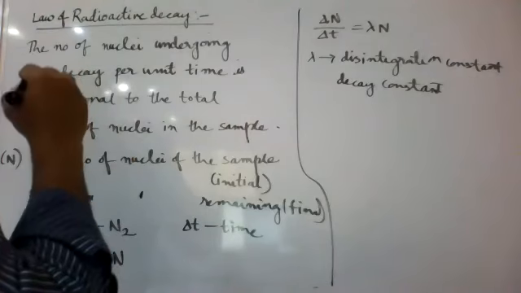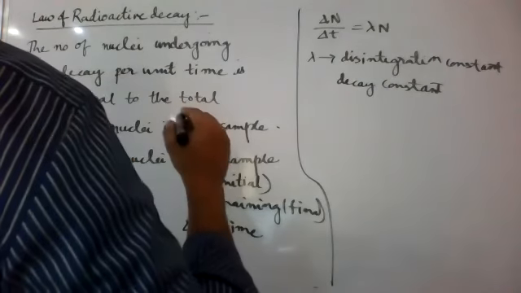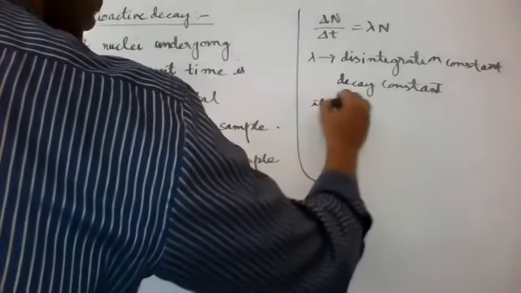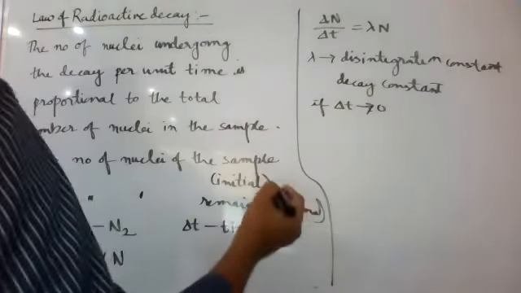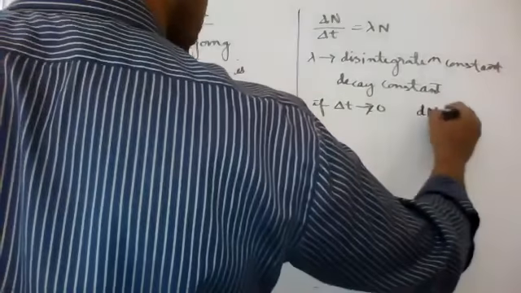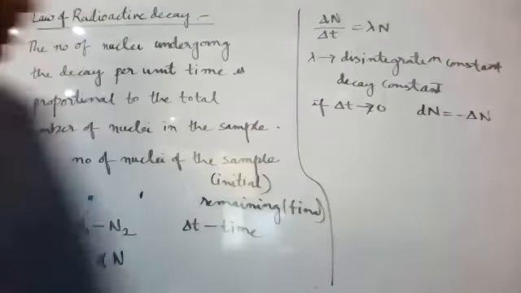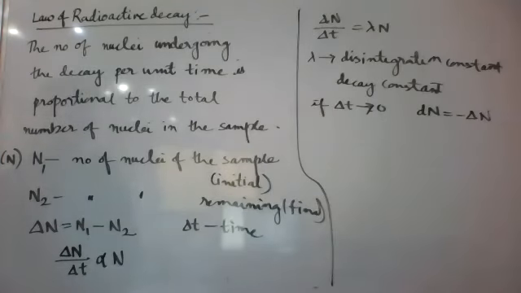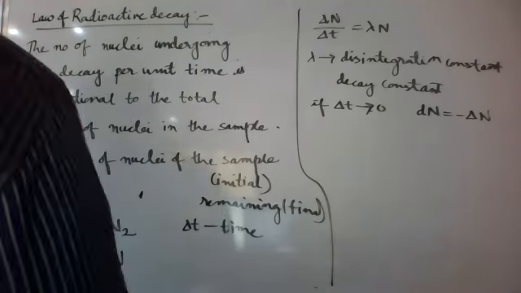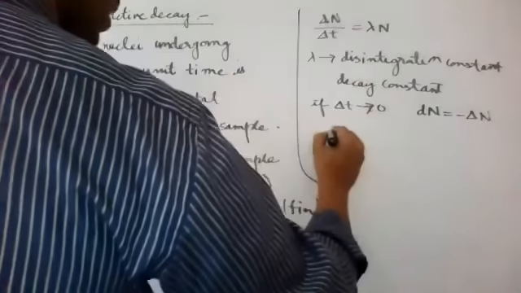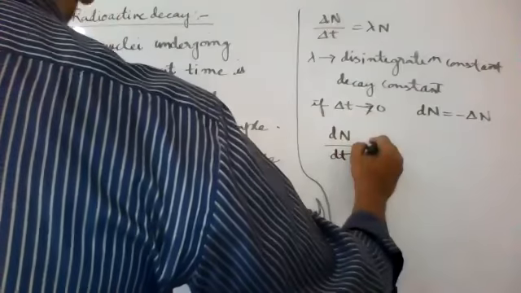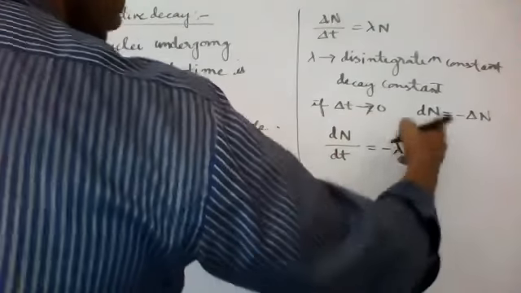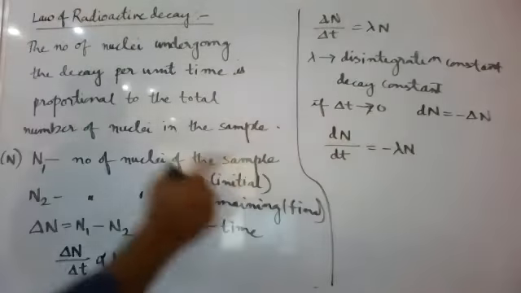Now if we apply limits, delta t tends to 0, then dN is equal to minus delta N, because it is decreasing. If it was increasing, we would have written positive delta N. So delta N by delta t becomes dN by dt, which is equal to minus lambda N, negative because it is reducing, not increasing.